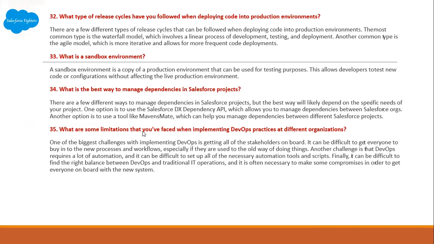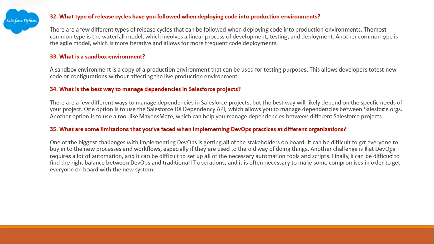Which are some limitations that you faced when implementing DevOps practices at different organizations? One of the biggest challenges with implementing DevOps is getting all of the stakeholders on board. It can be difficult to get everyone to buy into the new process and workflow, especially if they are used to the old way of doing things.